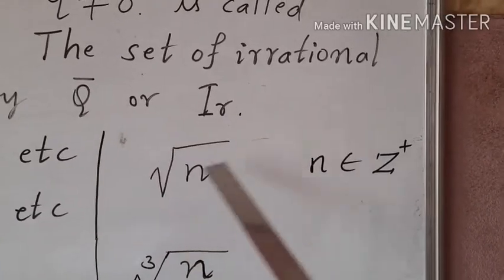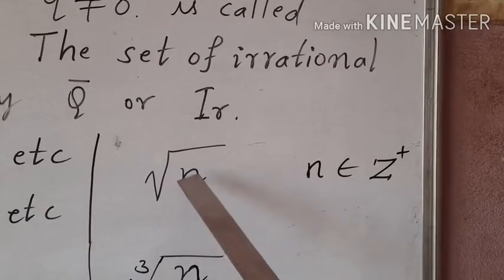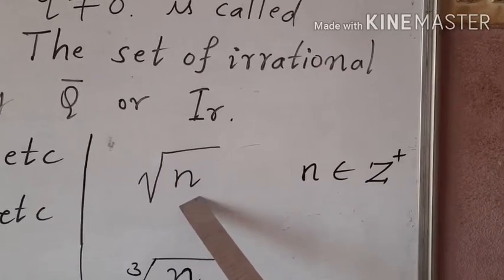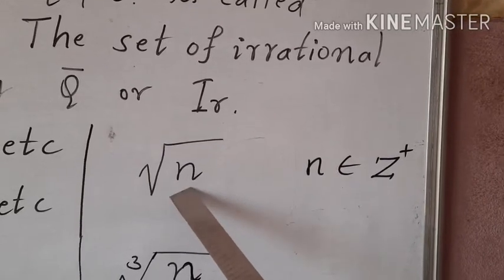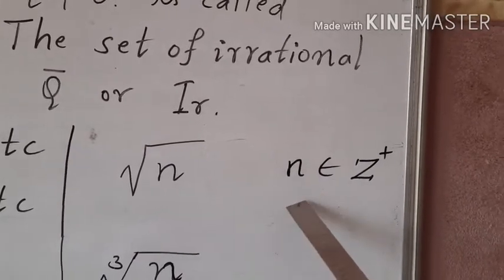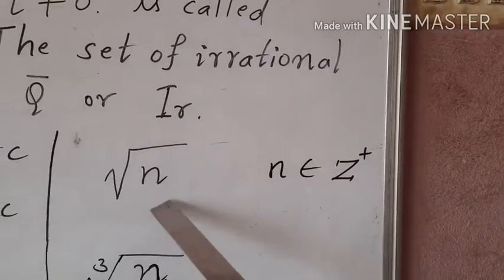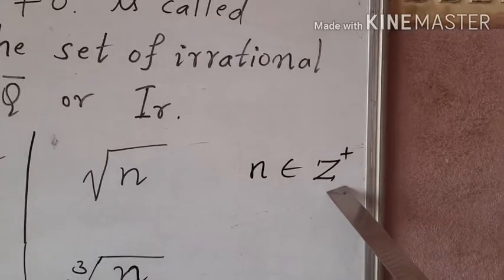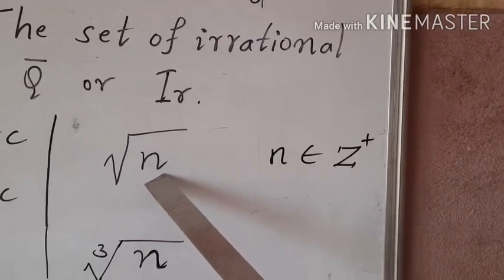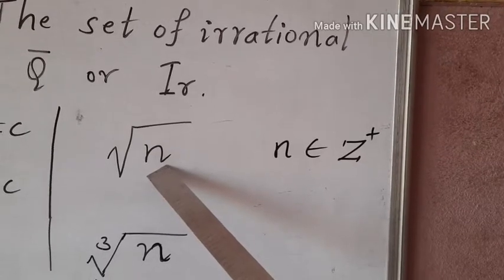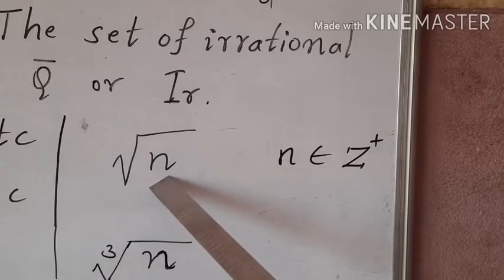If square root of n is to be called an irrational number, this n should be a prime number. This n should be a positive integer, and this n should be a prime number. And one more thing, this n should not be a perfect square number.